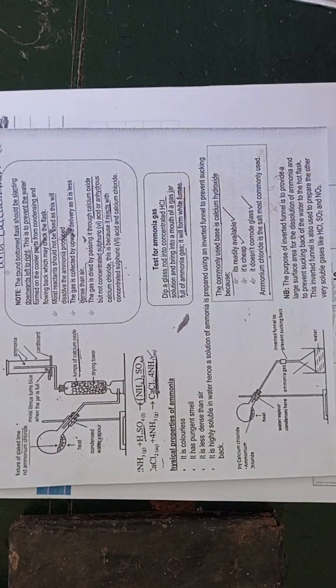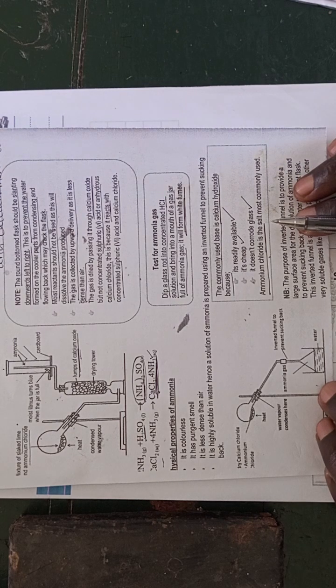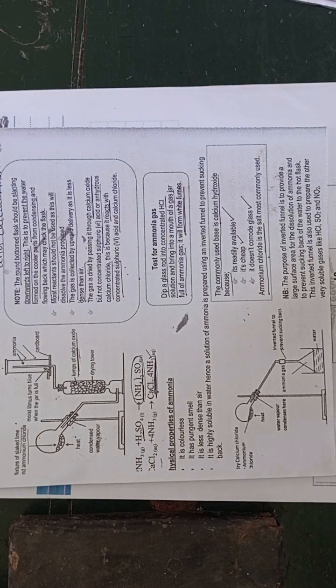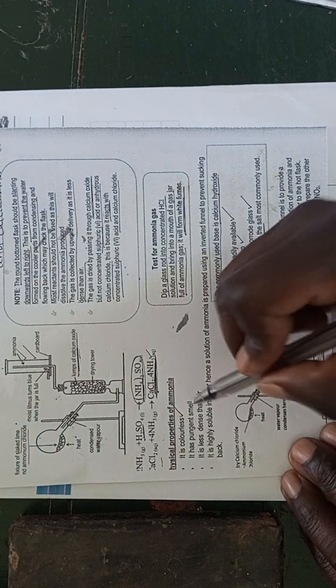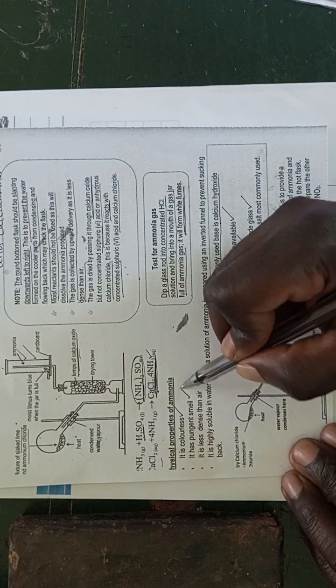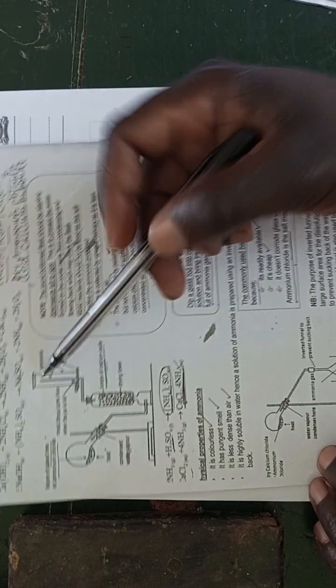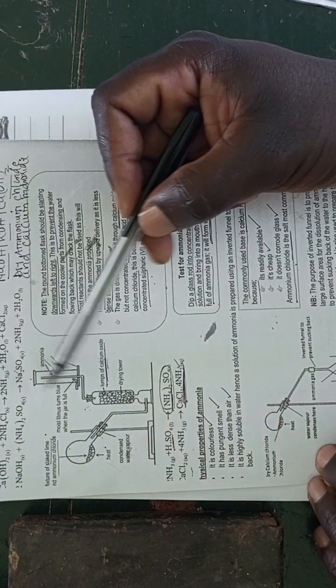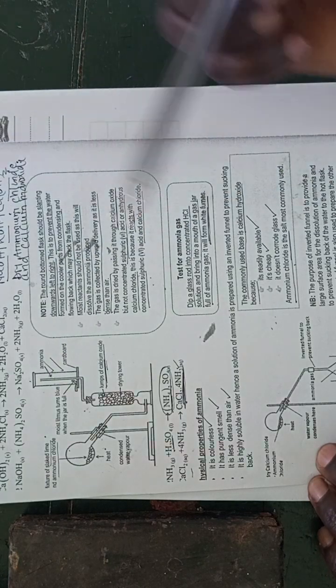So if you are asked to give the reasons why calcium hydroxide is commonly used, there are only three reasons. One, it is readily available. Two, it is cheap. Three, it does not corrode the glass. Simple. Physical properties of ammonia: it is a colorless gas. It has a pungent smell. It is less dense than air, and that is why, as you can see from the diagram, it is collected by upward delivery, because it is less dense than air.